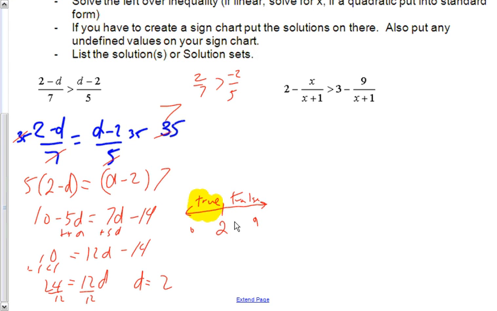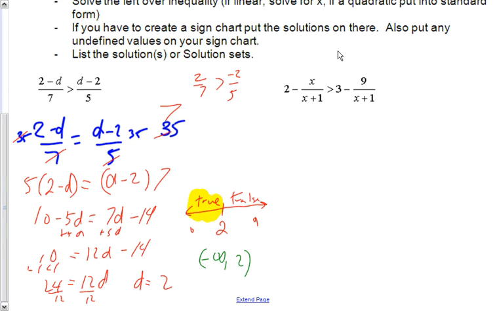So, I go back to my inequality, see if it's less than or greater than. It's from negative infinity to 2. Never includes infinity. And because there's no bar, you can't include 2. Now, if this was undefined, it would be circled. Even if there was a bar, you still couldn't include 2.